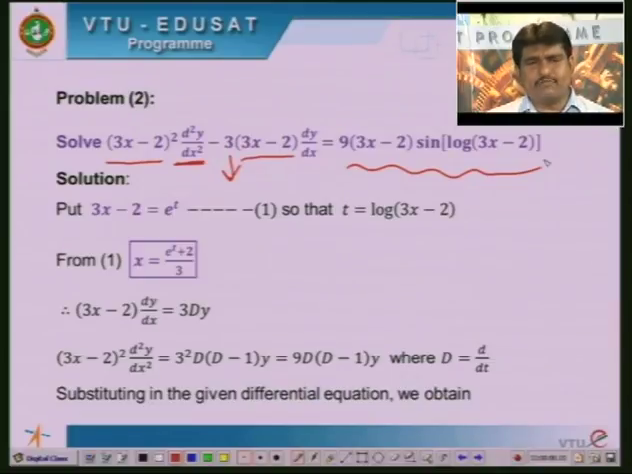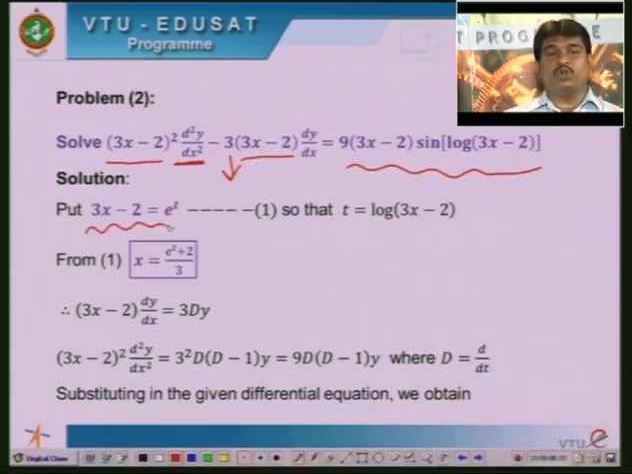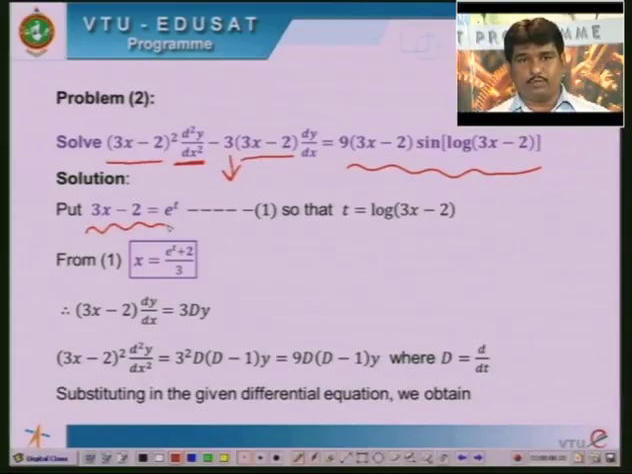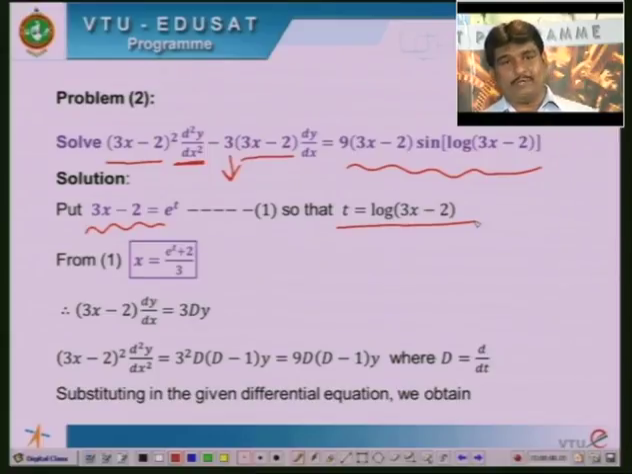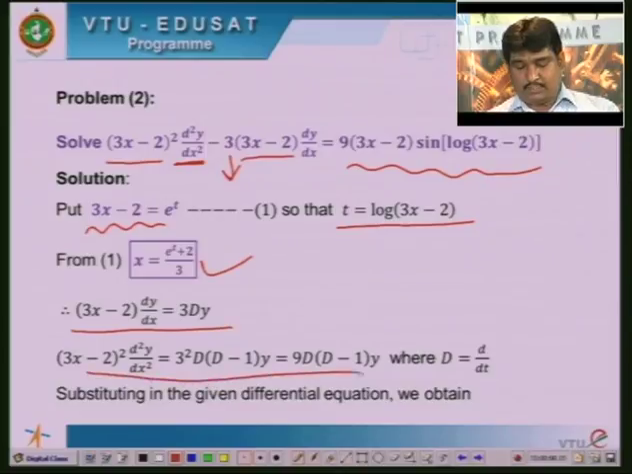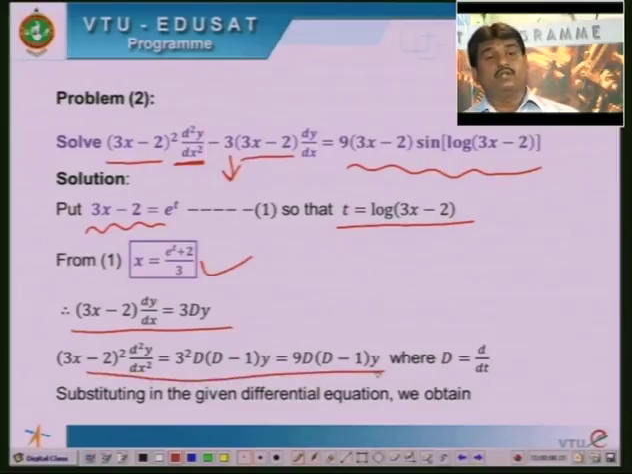So this is Legendre's differential equation with a equals 3 and b equals minus 2. This can be converted to a differential equation with constant coefficients using the substitution 3x minus 2 equals e to the power of t. So that t becomes log of (3x minus 2) to base e. And from 1 we can write x as (e to the power of t plus 2) divided by 3. So these are the corresponding transformed terms.